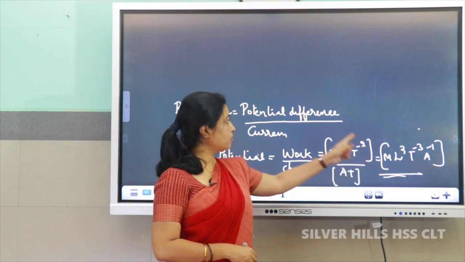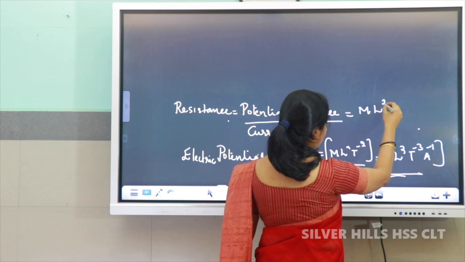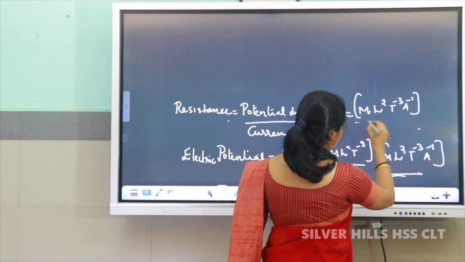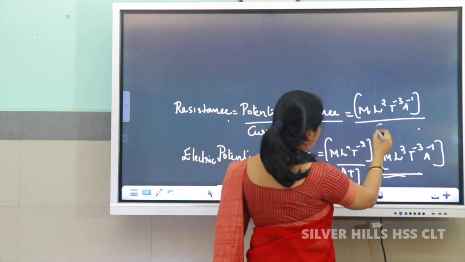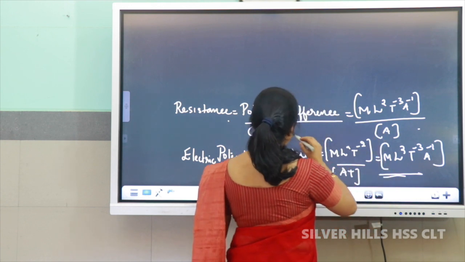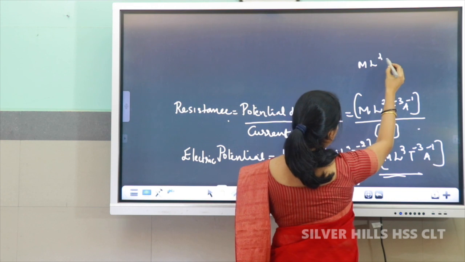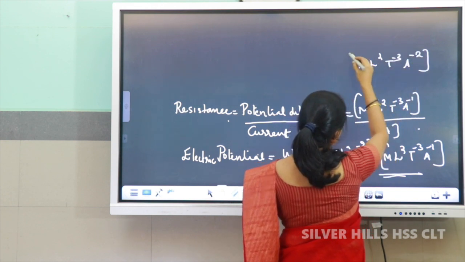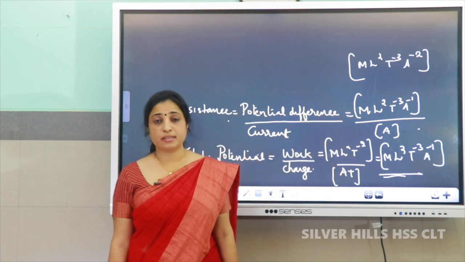Let us substitute that here. So you will get it as M L square T raised to minus 3, A raised to minus 1 divided by the dimensional formula of current, which is A. So the final dimensional formula you will get is M L square T raised to minus 3, A raised to minus 2. Now this is the dimensional formula of resistance.